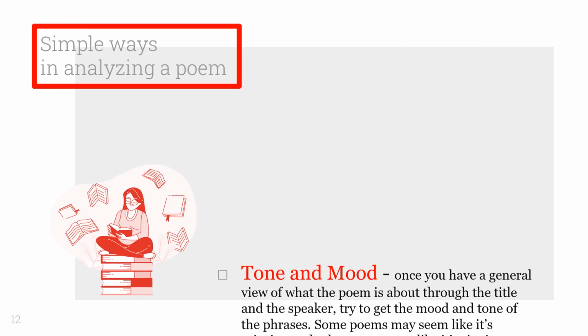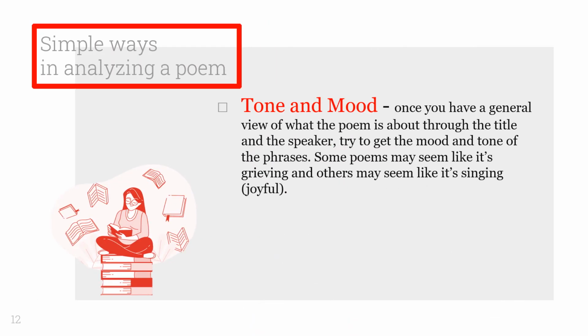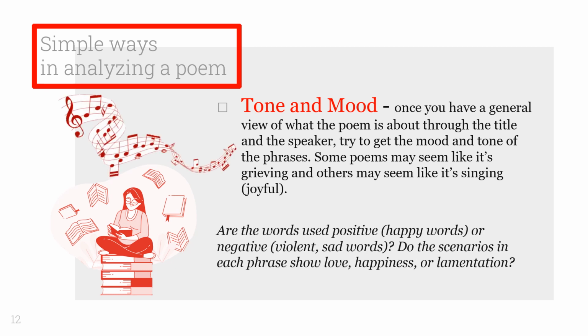The third one is tone and mood. So once you have a general view of what the poem is about through the title and the speaker, try to get the mood and tone of the phrases. Some poems may seem like it's grieving and others may seem like it's singing. It's joyful. So here are the guide questions. Are the words used positive, happy words, or negative, violent or sad words? Do the scenarios in each phrase show love, happiness, or lamentation, sadness?